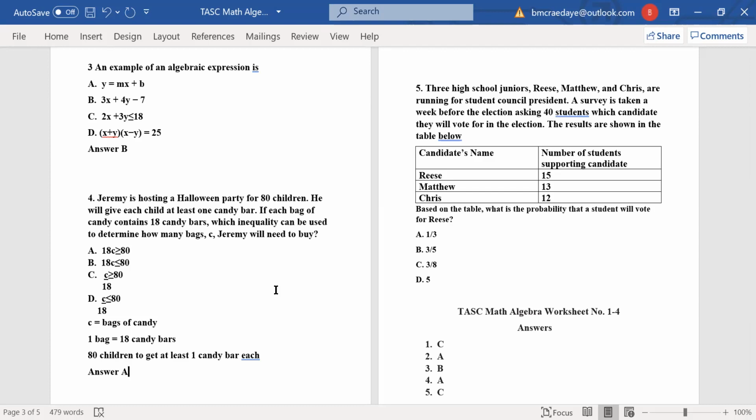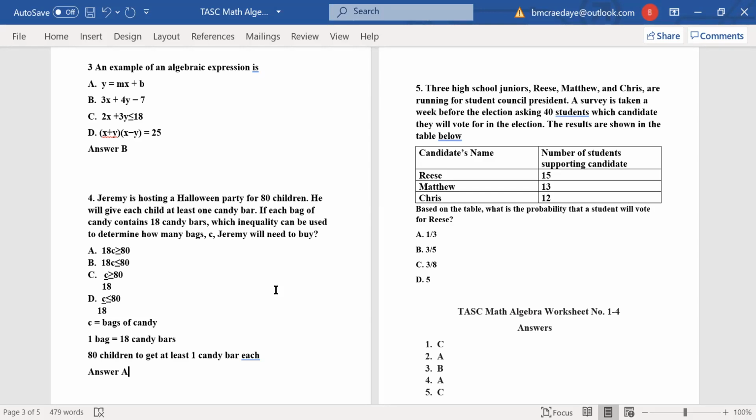That would be the number of bags. So how many bags would you need? Say if you had to solve this, how many bags would you need, Maureen? It's like 4 bags. Each bag has 18 candy bars. How many 18s are there in 80? You would have to buy more. You would have to buy 5 bags. So you get 90.